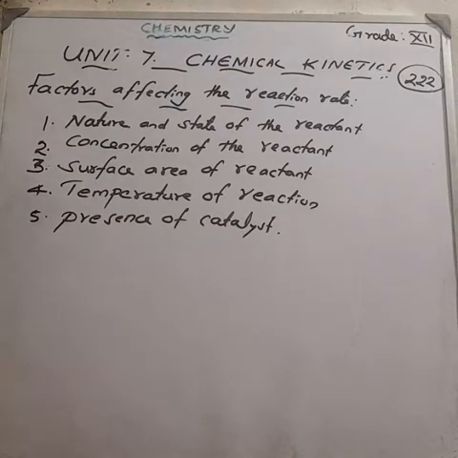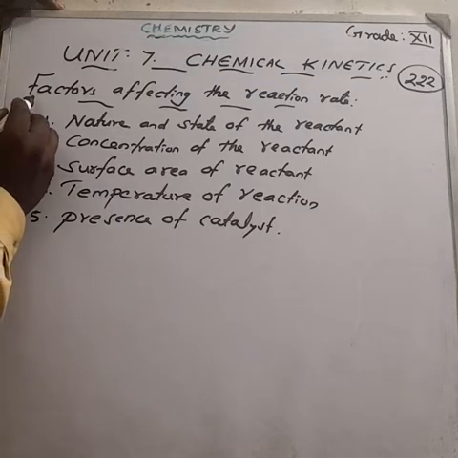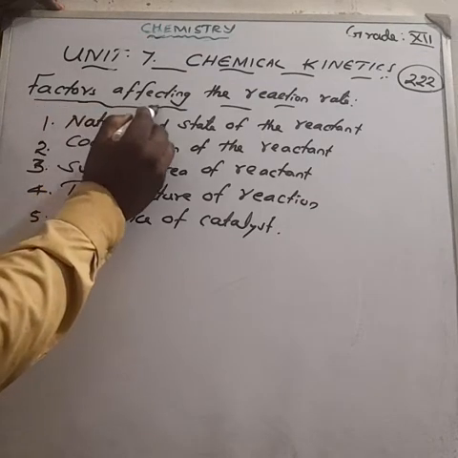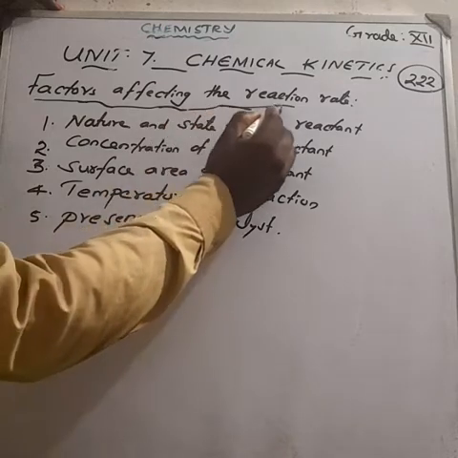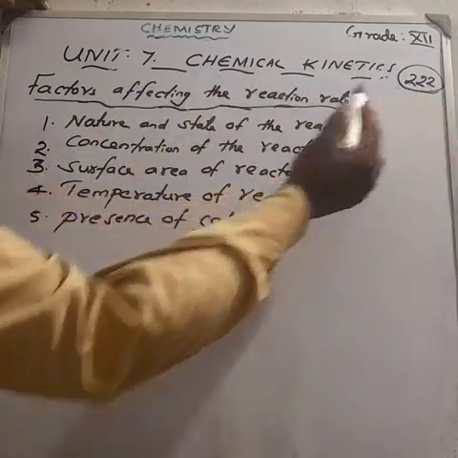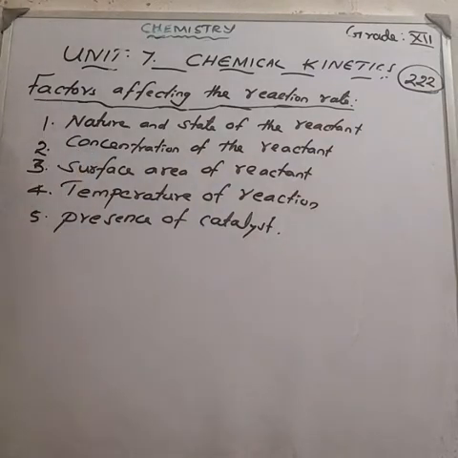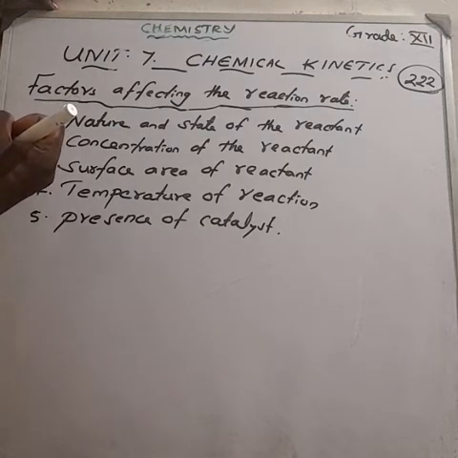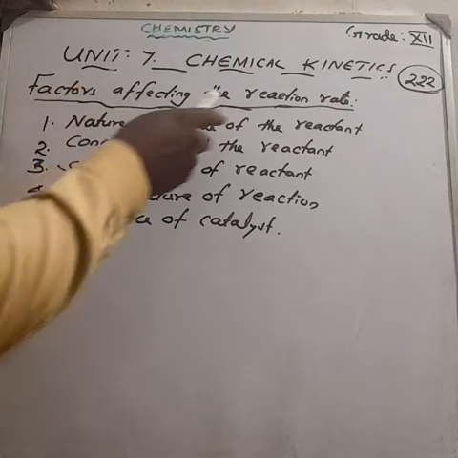Today, our learning objective is to learn about the factors affecting the reaction rate, on page number 222. Before learning this topic, we already discussed some areas. Our lesson is unit number 7, chemical kinetics.